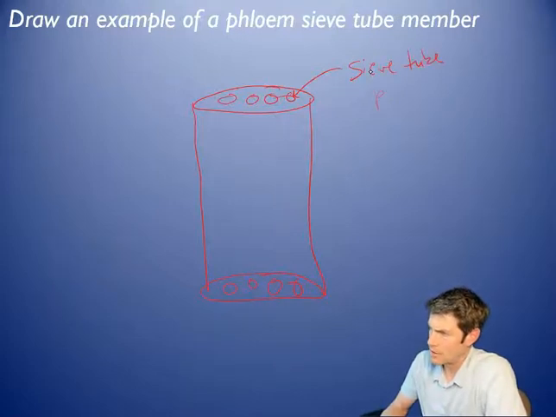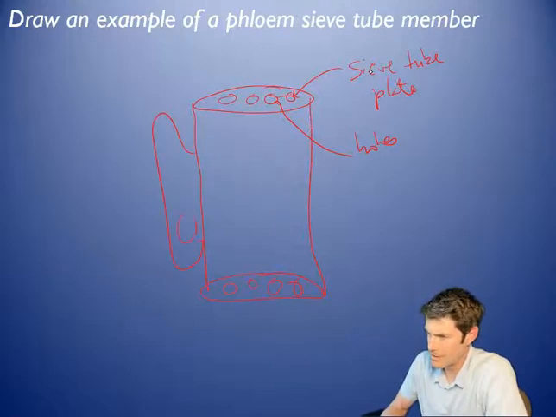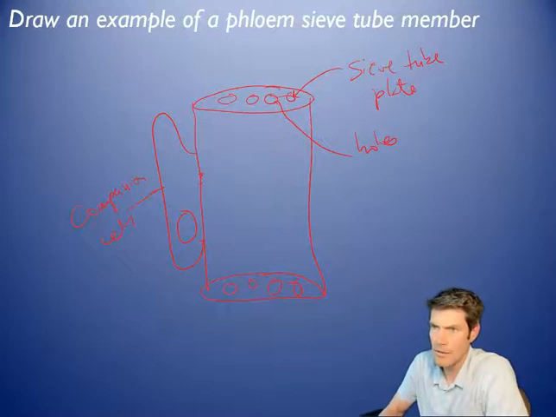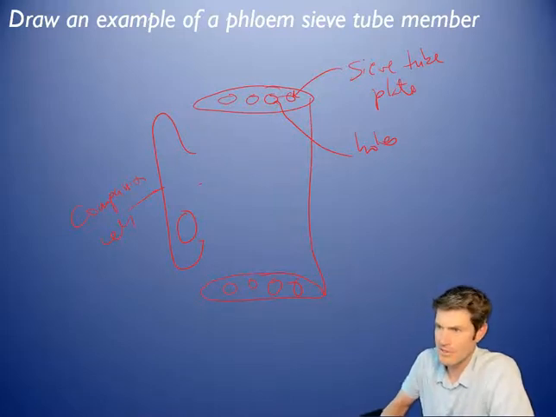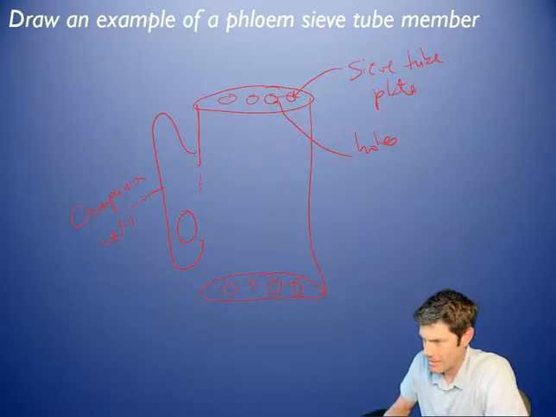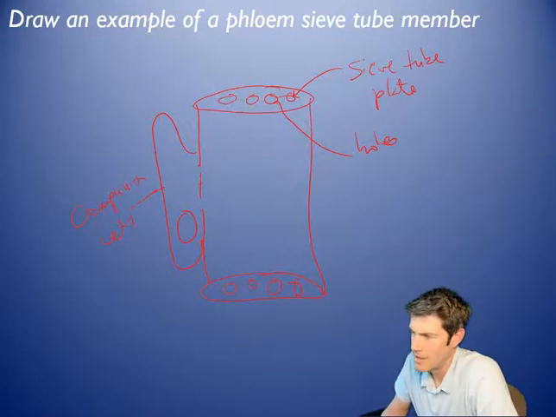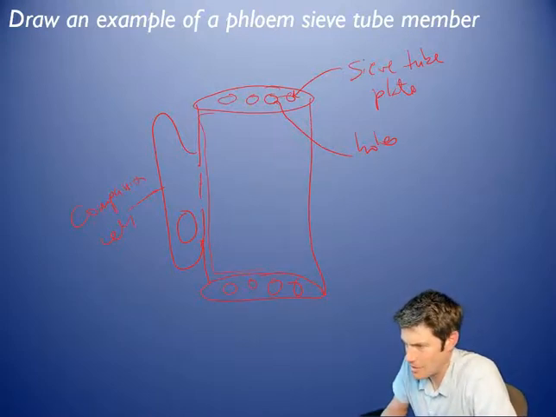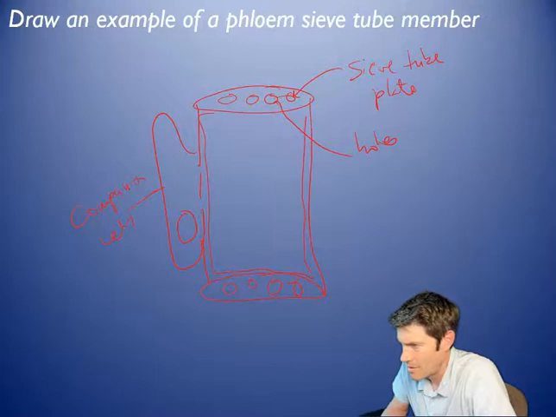This has the sieve tube plate. These are holes. And you might want to even draw a companion cell with a nucleus, and little holes here. Holes or a gap in between the cytoplasm of a companion cell and the cytoplasm. I'll try to draw the cytoplasm in here. So reduced cytoplasm.